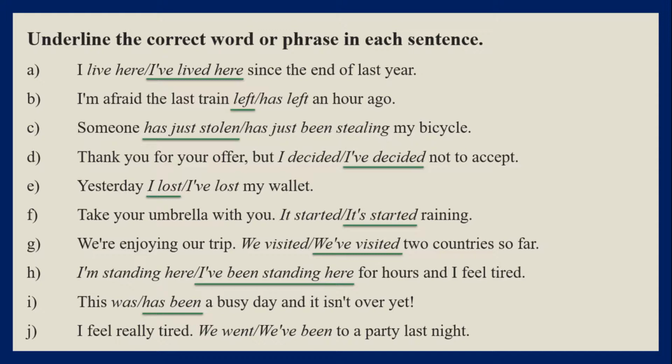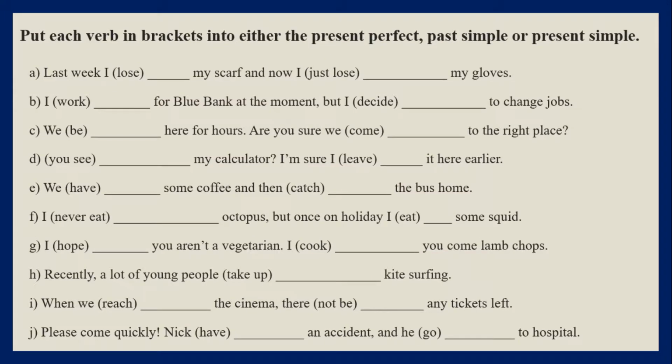J, "I feel really tired. We went to a party last night." Again, we have a specific past time, last night. That's why we need to use past simple. All right, next exercise. Put each verb in brackets into either the present perfect, past simple, or present simple. Again, you can pause the video, write the answers, and I'm going to start explaining them in a few seconds.